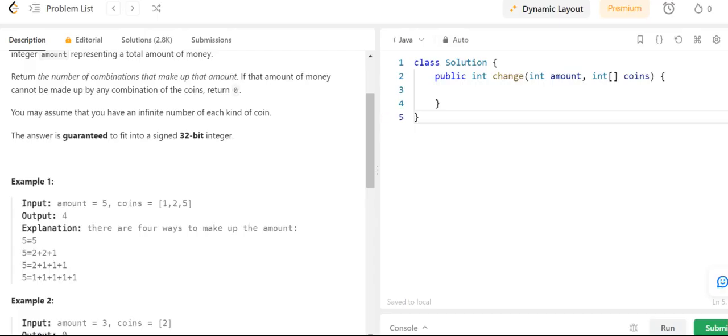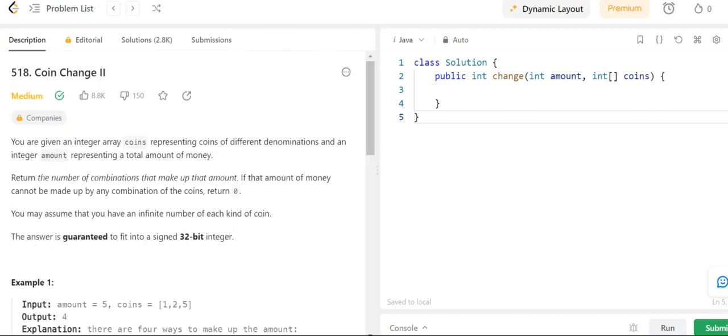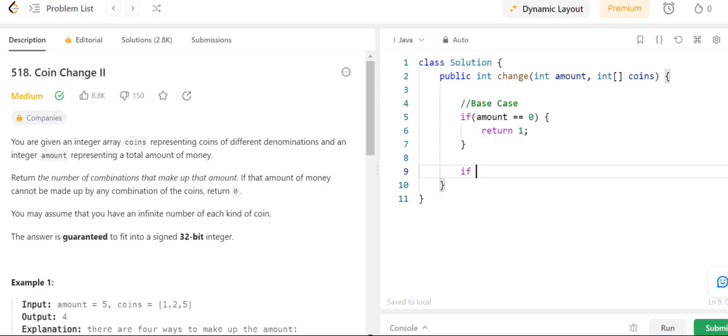Now let's write the recursive code in this LeetCode. This is problem 518. Now let's write a recursive code here, okay? So this is Java. So what is our base case? Let's first write our base case. If my amount is equal to 0, that means I've already found a combination that adds to that amount, so I'm going to return 1. But if my amount is less than 0, I cannot make that amount.